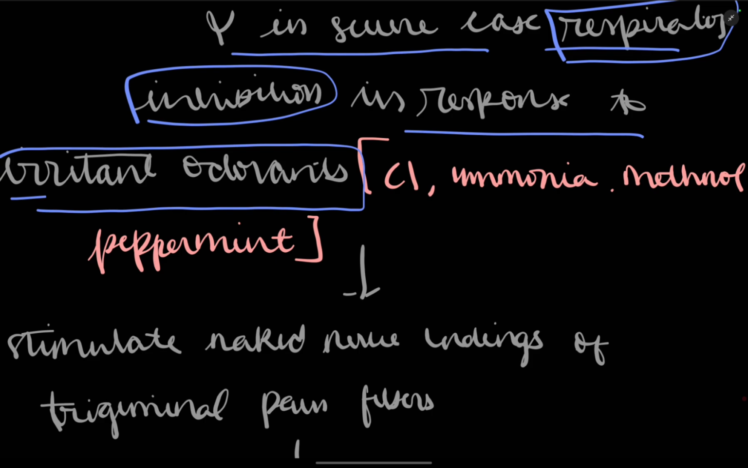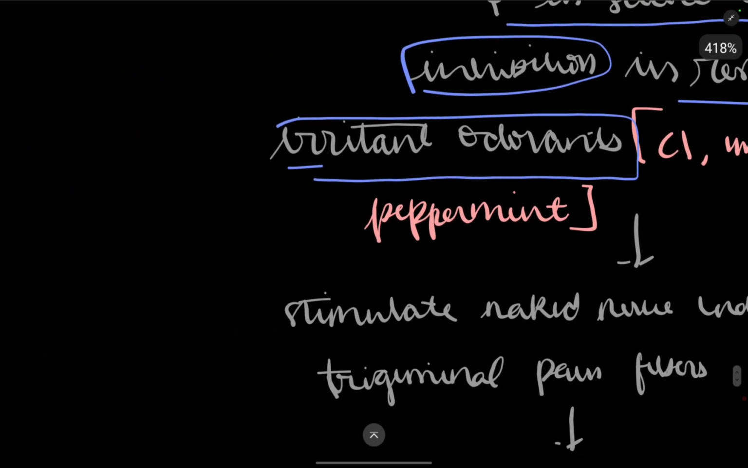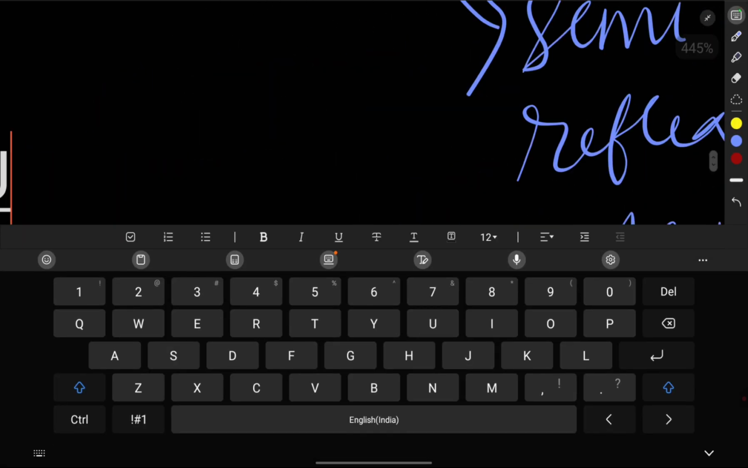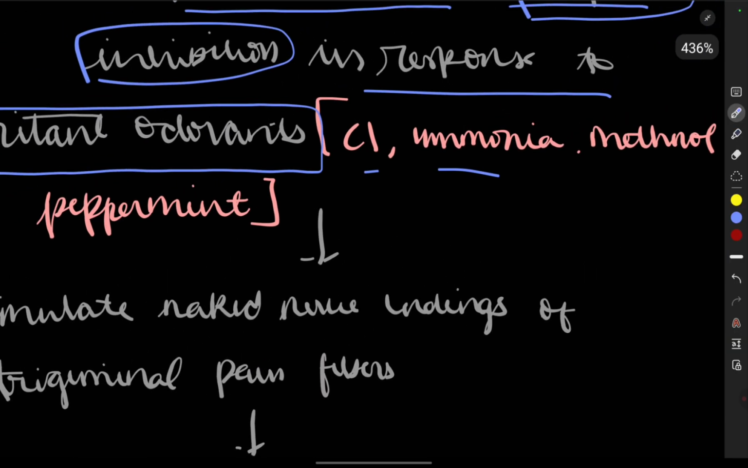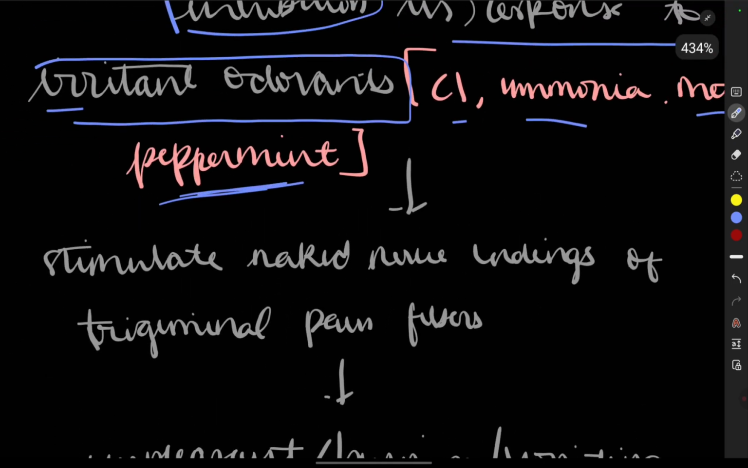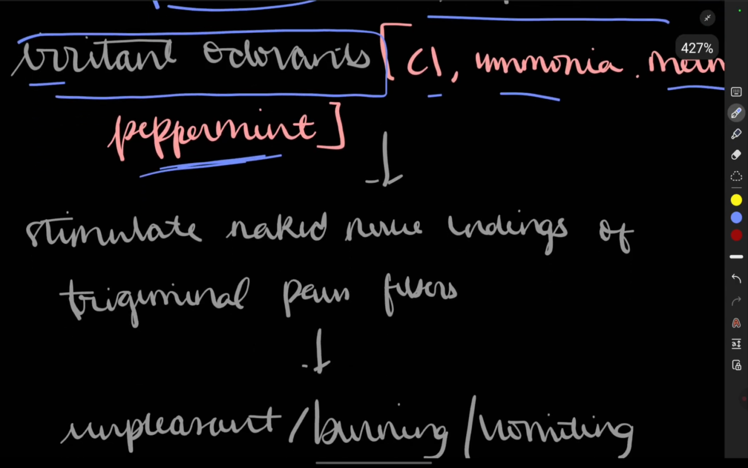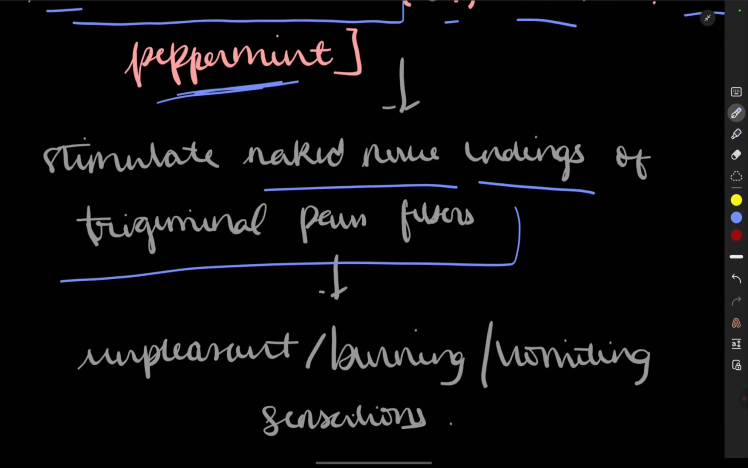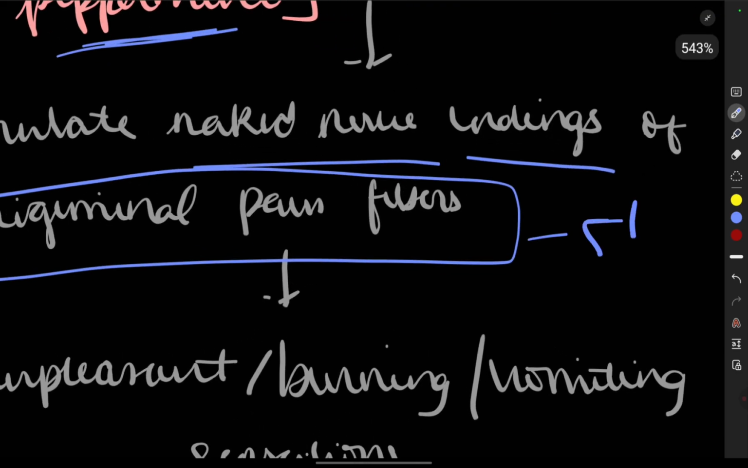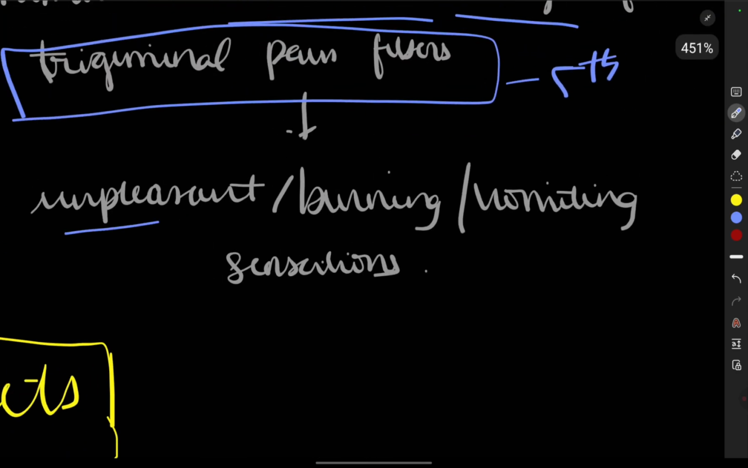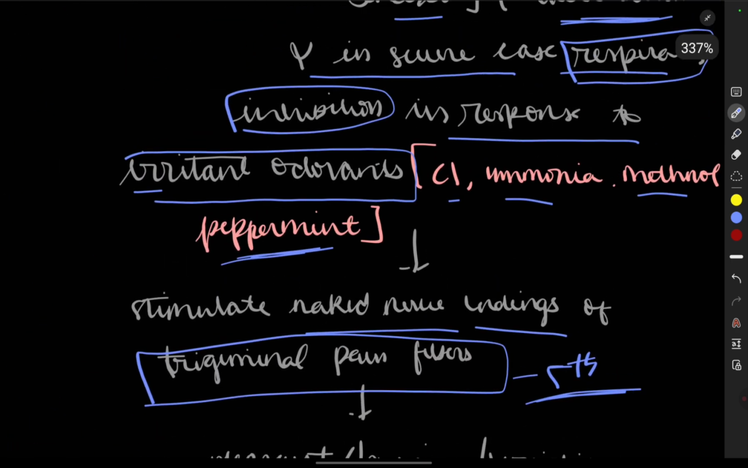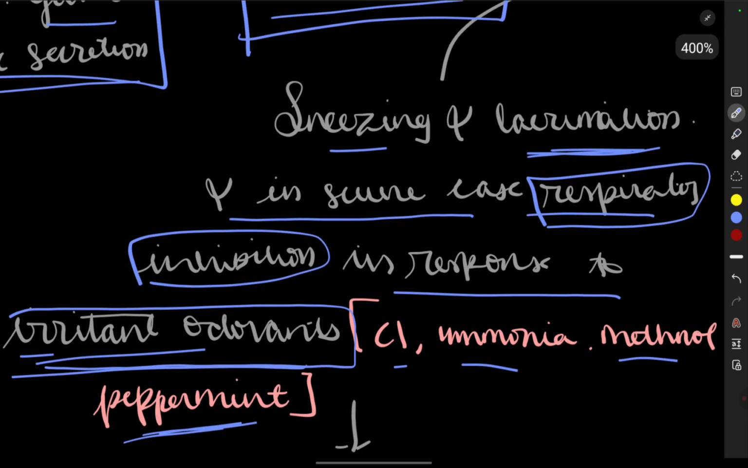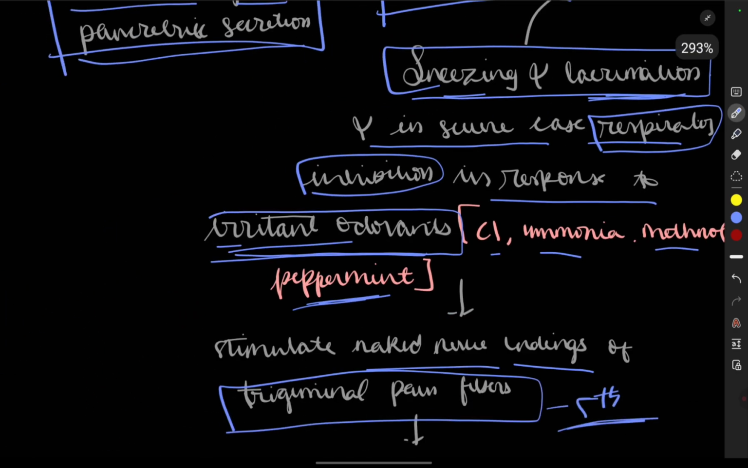The odors that are very irritant and very bad for your health include chlorine, ammonia with its very unpleasant smell, methanol, and peppermint, although peppermint has a mild, not bad odor. It stimulates the naked nerve endings of the trigeminal pain fiber, the 5th cranial nerve. Unpleasant, burning or vomiting sensations are felt because the 5th cranial nerve is stimulated by the irritant odors, and sneezing and lacrimation are also seen.